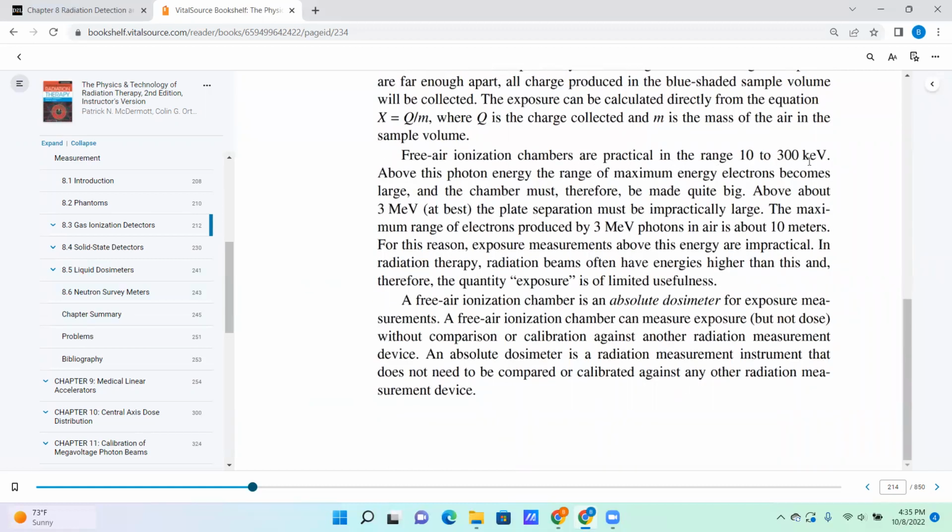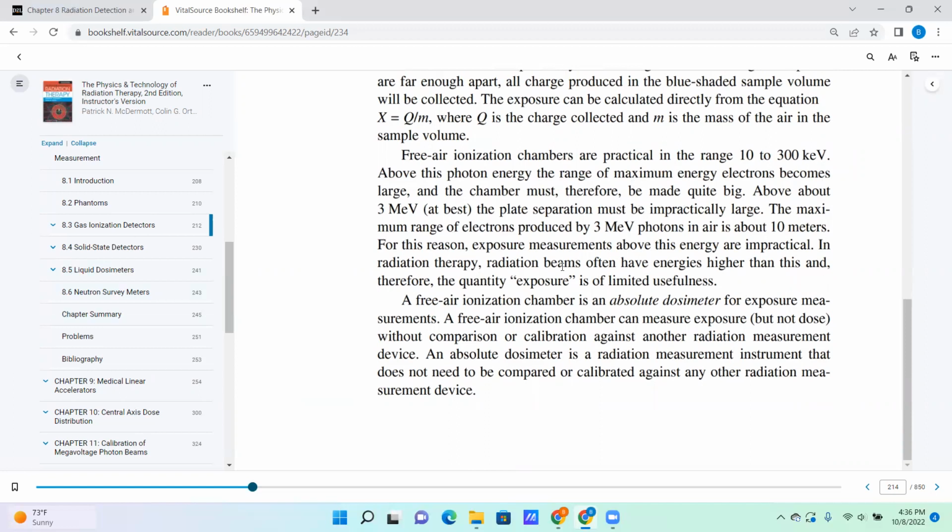These are practical in the range of 10 to 300 keV. Above this photon energy, the range of maximum energy electrons becomes large, and the chamber must therefore be made quite big. So above 3 MeV, the plate separation must be impractically large. The maximum range of electrons produced by 3 MeV photons is about 10 meters. That would make a big chamber.